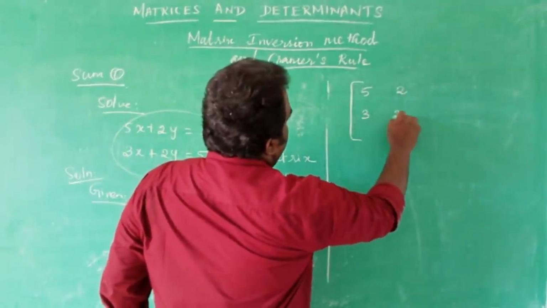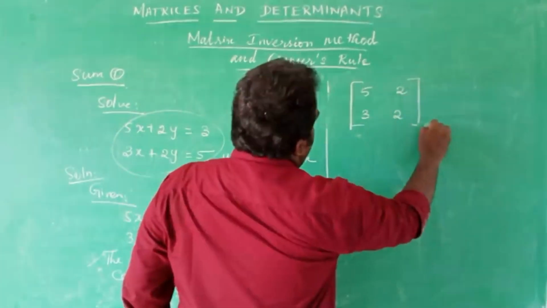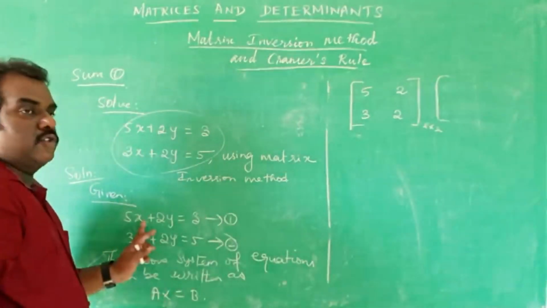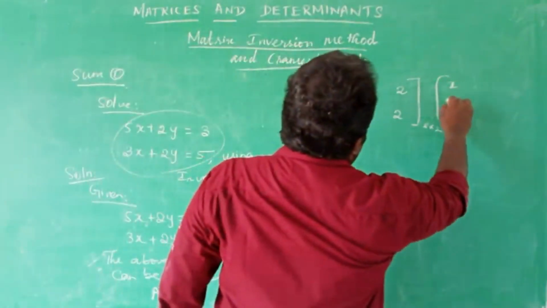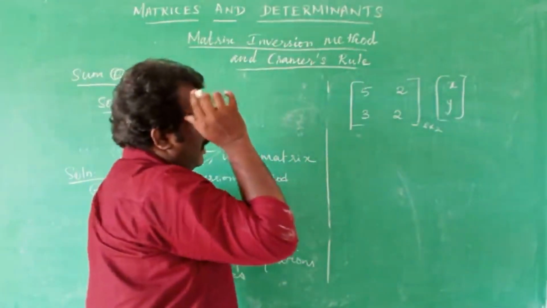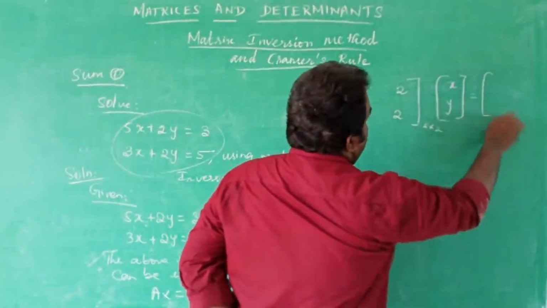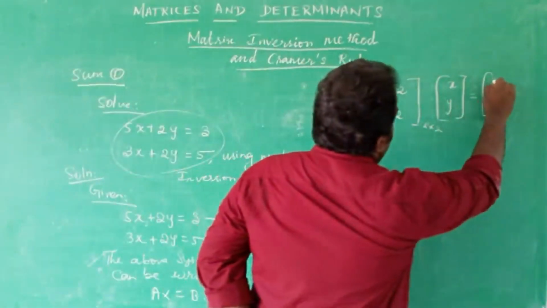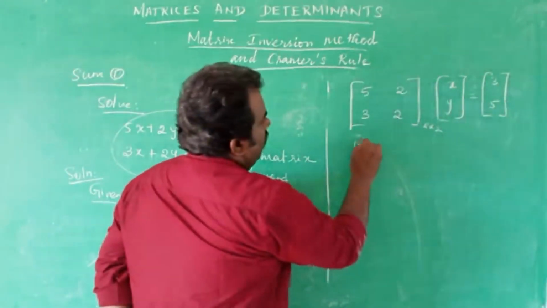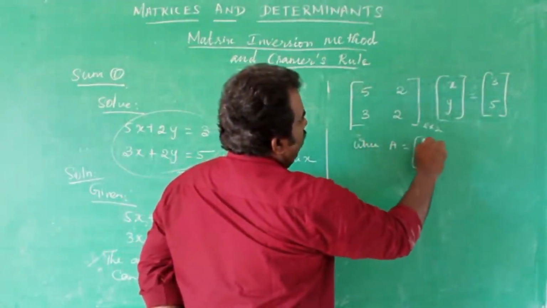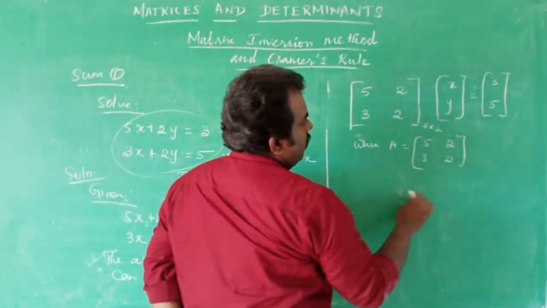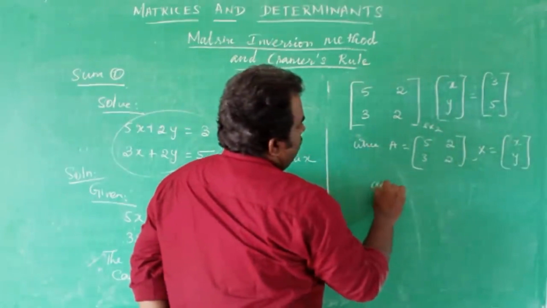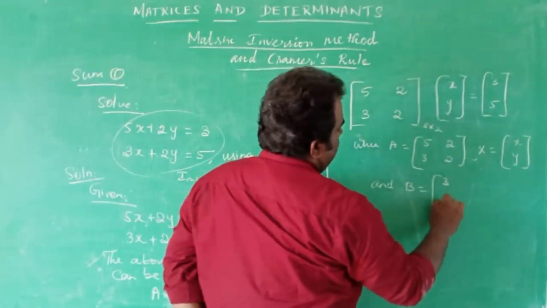A is the 2 by 2 matrix 5, 2, 3, 2, multiplied with the capital X. The capital X contains two unknowns x and y. Write the column matrix that contains the values x and y, and write the column matrix B. That matrix B contains 3 and 5, where A is equal to 5, 2, 3, 2. X is equal to x, y, and B is equal to 3, 5.